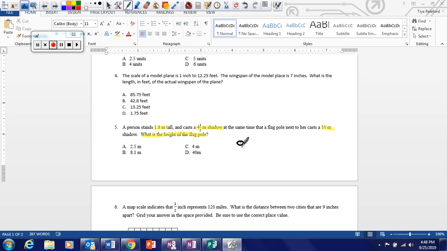So we have a person who is 1.8 meters tall. Their shadow is 4.5 meters tall. At the same time, there is a flagpole whose shadow is 10 meters long. So if you look, doesn't it kind of make two triangles? I need you to draw these pictures and color code them.